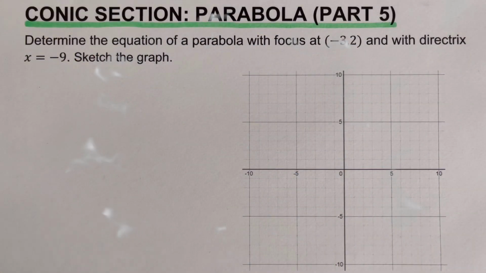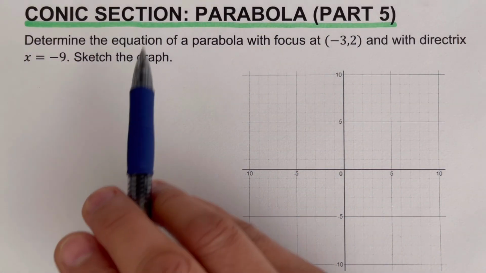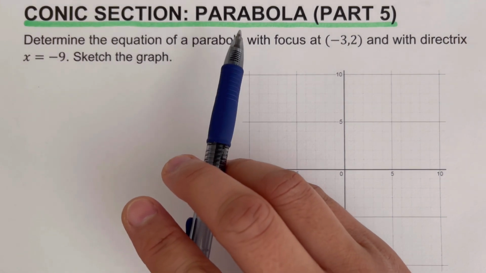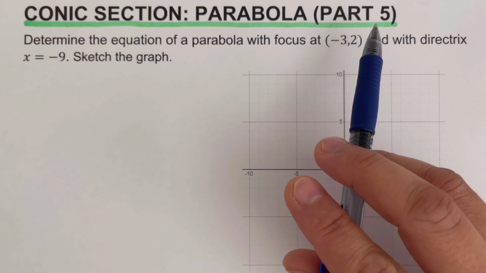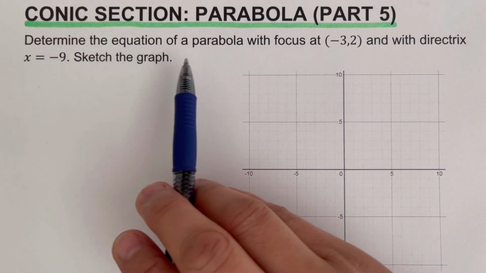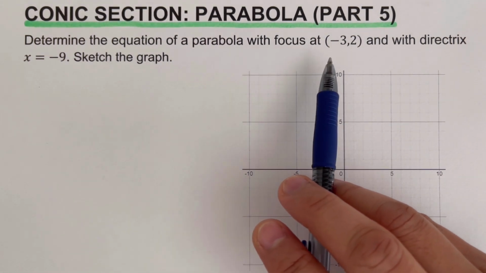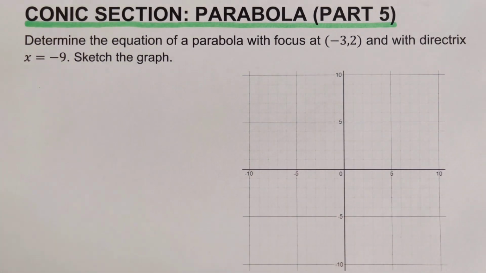Hello everyone. This video will focus on conic sections, specifically on the parabola with vertex at (h, k), and this is the fifth part. In this part, we're supposed to determine the equation of the parabola given the coordinates of the focus and the equation of the directrix, and we're supposed to sketch the graph.